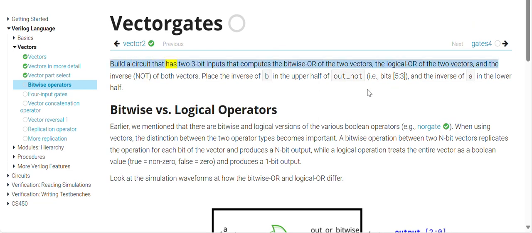Build a circuit that has two 3-bit inputs that computes the bitwise OR of the two vectors, the logical OR of the two vectors, and the inverse, not, of both vectors. Place the inverse of b in the upper half of out_not, i.e., bits [5:3], and the inverse of a in the lower half.